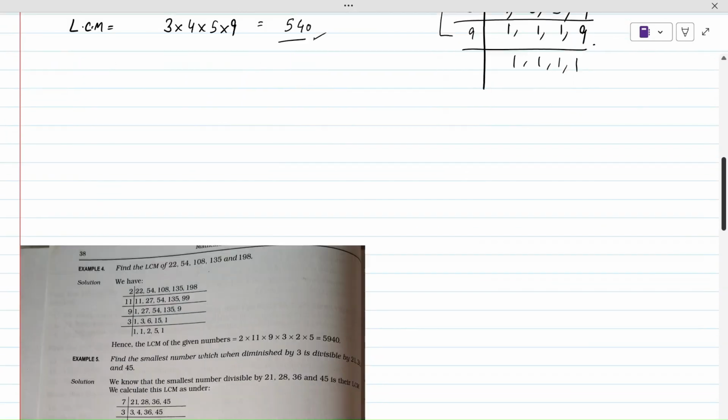This is the first example. Now we have another example also here. Let us do it here only. Find the LCM of 22, 54, 108, 135 and 198. So kids, if you see here, we have 4 even numbers. So it's better to start with 2 because we know that 2 is going to completely divide these numbers, right?